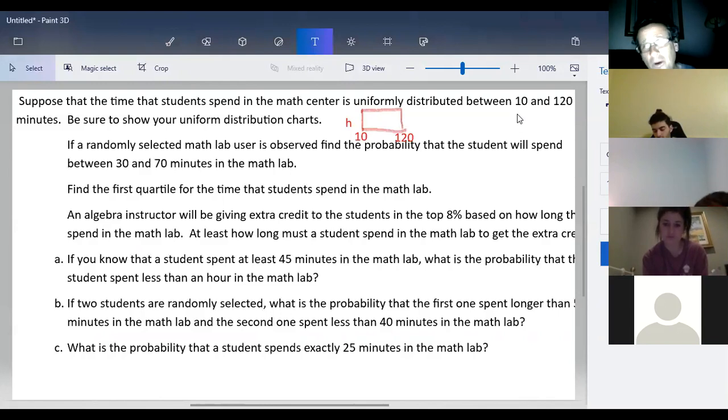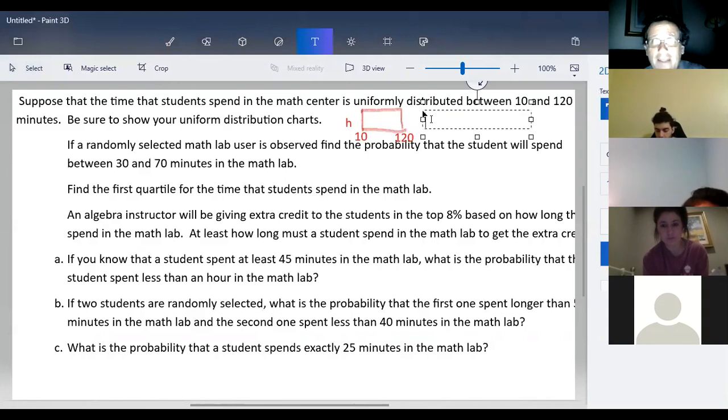So the total area is 1, but now let's see if you remember your 3rd grade math. How do you find the area of a rectangle in general? What's the formula? Base times height. Exactly, base times height. So we know that base times the height is supposed to be 1. So now we just do that. So what is the base? Well, how do you get the base? It's 120 minus 10. Is that clear? Times the height, which we don't know, that's h, equals 1.